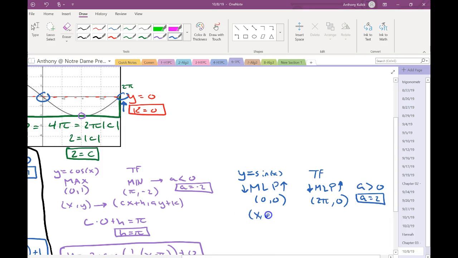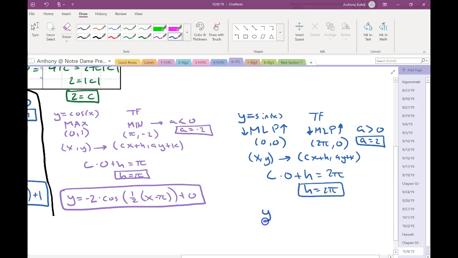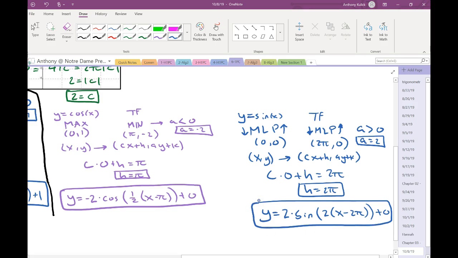And then if I do the same thing, I can go (x, y) transformed to (cx plus h, ay plus k). So c times 0 plus h has to give me 2 pi, so h is just going to be 2 pi. And here we have everything we need. So I can do y equals 2 times sine of 2x minus 2 pi plus 0. Okay with that?